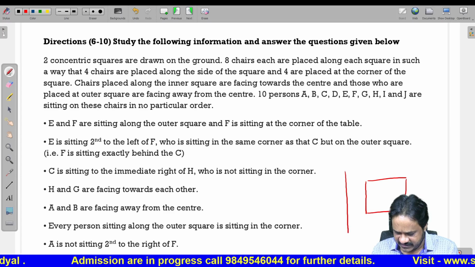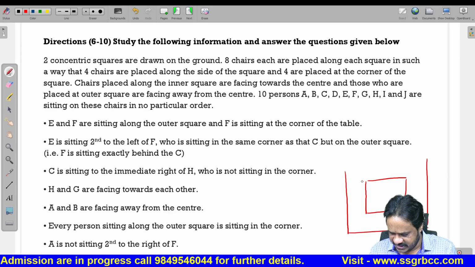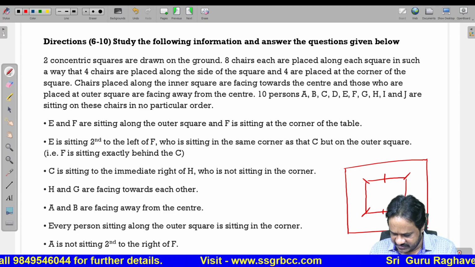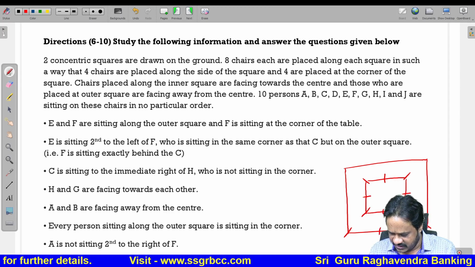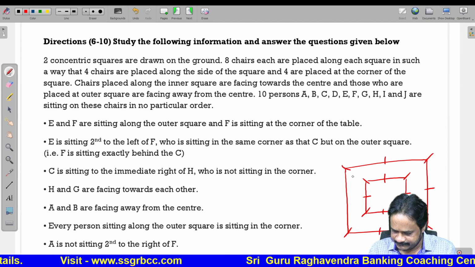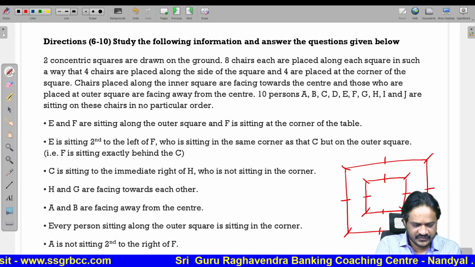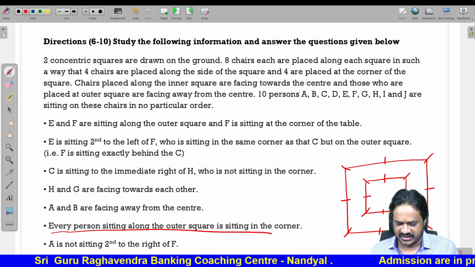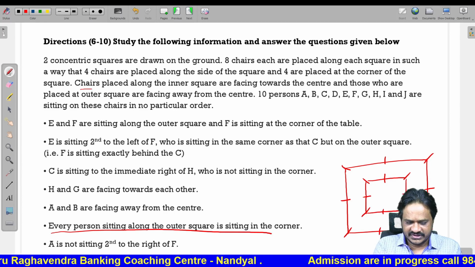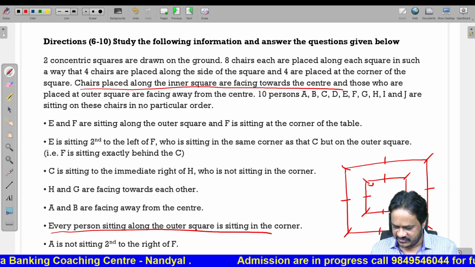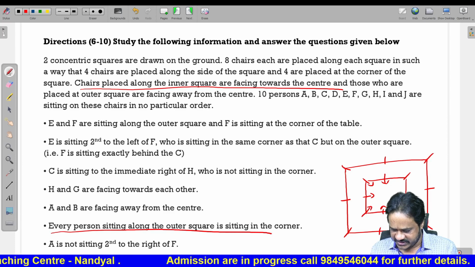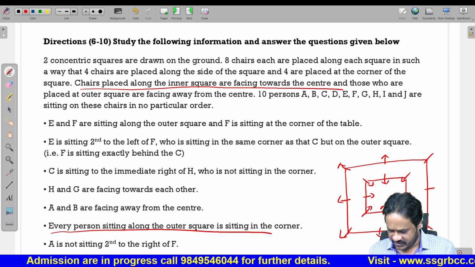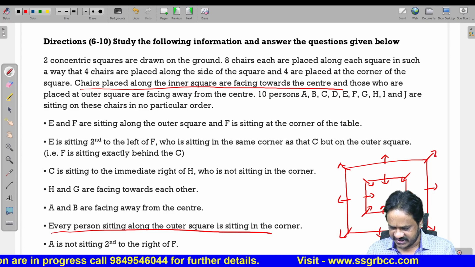This is one square. This is the second square. So totally 8 chairs will be there, either on the inner or outer. Now here what is given? Every person sitting on the outer square is sitting in the corner. Chairs placed along the inner square are facing the center, while those on the outer square are facing outside the center. This is outside the center.